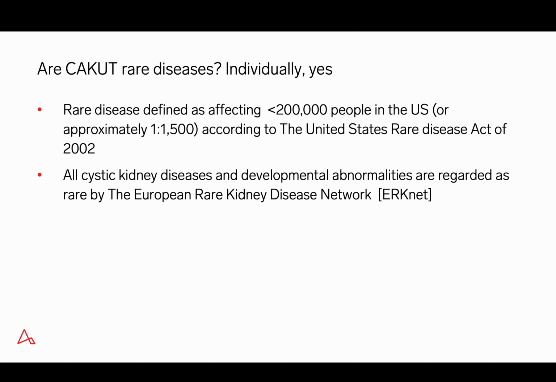In the first segment, I asked the question about KCUT: are they rare diseases? Individually, they are rare diseases. And in fact, there is a definition of rare disease. The United States Rare Disease Act of 2002 defines a rare disease as affecting less than 200,000 people in the U.S., which is approximately 1 in 1,500, maybe 1 in 2,000 since it's over 20 years old. All cystic diseases and developmental abnormalities are regarded as rare by the European Rare Kidney Disease Network.